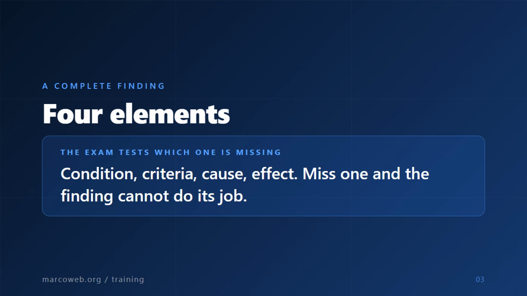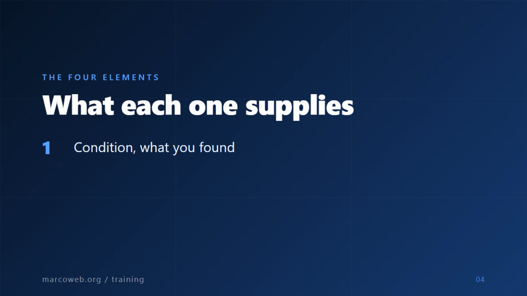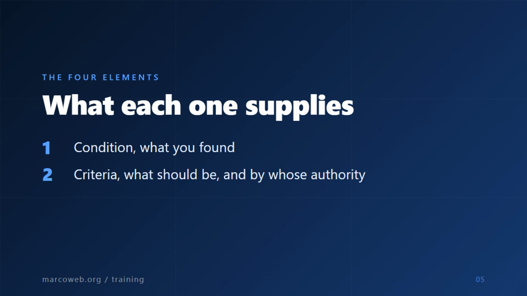A complete finding contains 4 elements, and the exam tests which one is missing far more often than it tests the list itself. The 4 are condition, criteria, cause and effect. Miss any one and the finding cannot do its job. Condition is what you found, the factual state of affairs, stated without judgment. Access reviews were performed in 2 of the 4 quarters. Just the fact. Criteria is what should be the case, and by whose authority. Policy, standard, regulation, contract, or accepted good practice. The information security policy requires quarterly reviews. Without criteria, a finding is just an opinion.